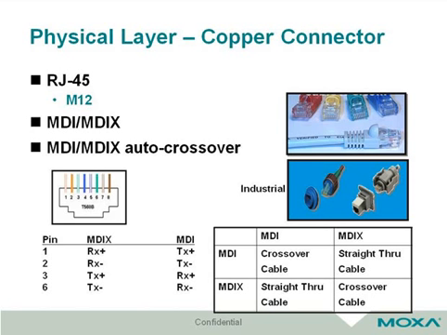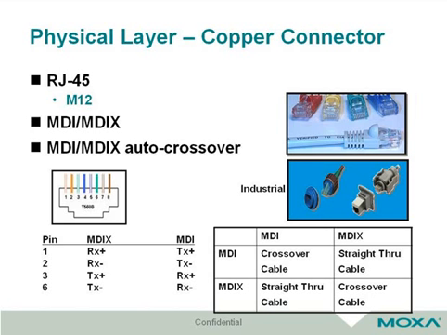You can easily find it on your PC. In some specified environment, maybe on a train or some industrial environment, you may see a connector called M12. The M12 connector can reduce the wiring time and the vibration interference.